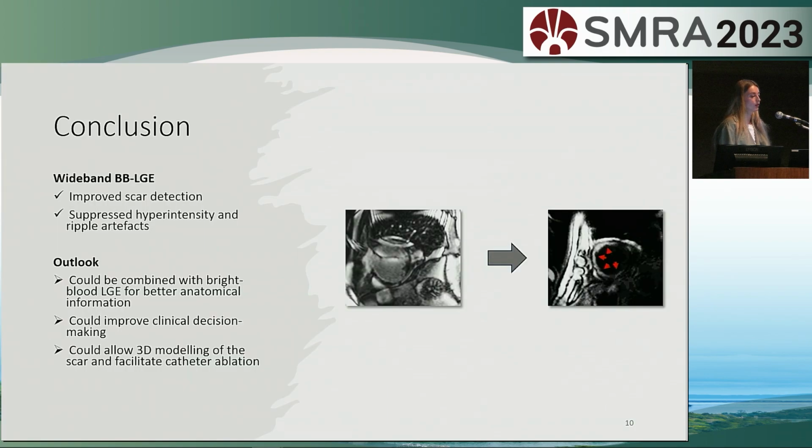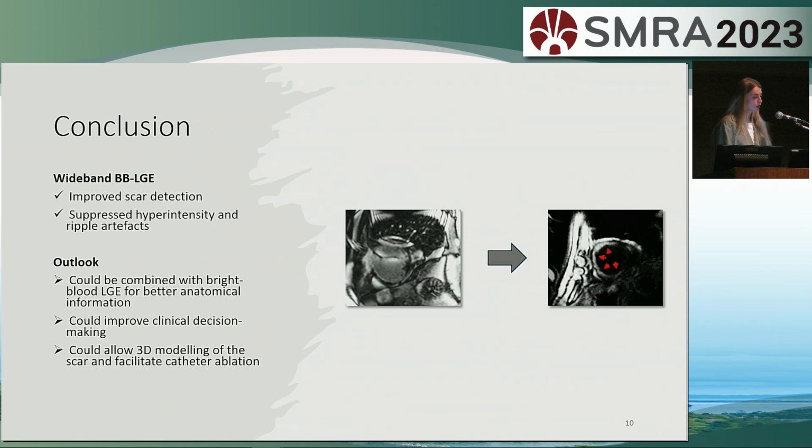In conclusion, we showed that wideband black blood algae is able to suppress the hyperintensity and ripple artifacts due to the presence of ICD while improving very nicely the scar detection. From the animal study, we could also show that we can get similar image quality and artifact severity scores as in the case of reference PSIR without an ICD.